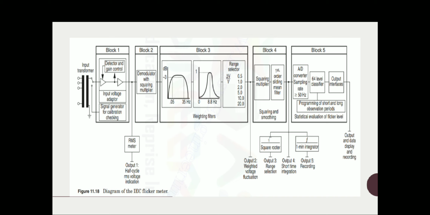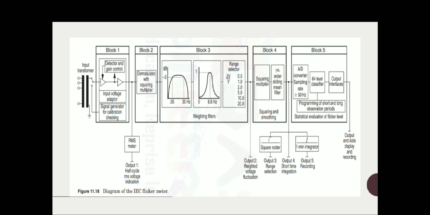The most established method for doing flicker measurement is using an IEC flicker meter, which consists of 5 blocks. You can see in this figure, it consists of 5 blocks. Block 1 is an input voltage adapter, and block 2 is simply a squaring demodulator, a demodulator with a squaring multiplier.